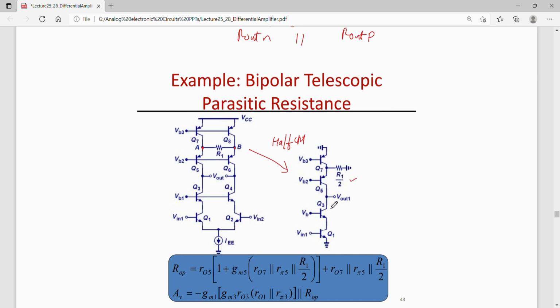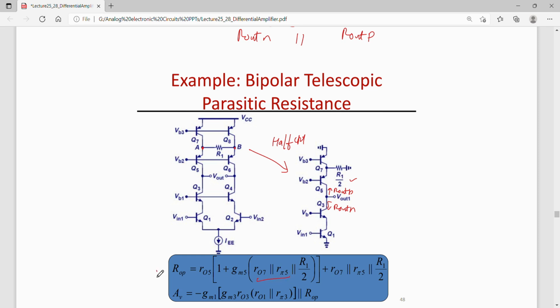Now for finding out the total output impedance, we know the output impedance of the NPN cascode remains unchanged, but R out of the PNP cascode will be modified. Okay. That is, in between Q5 and Q7 one has to consider R1 by 2 also. So that means the resistances associated with Q7 and Q5. So wherever I see the resistances, I'll have to include R1 by 2 in parallel. Okay. So that is here.